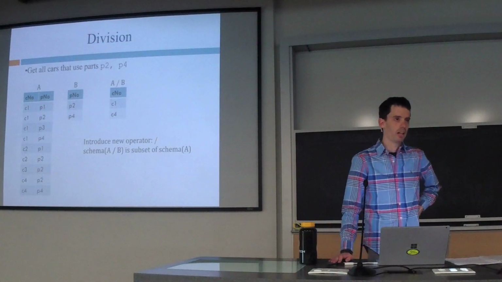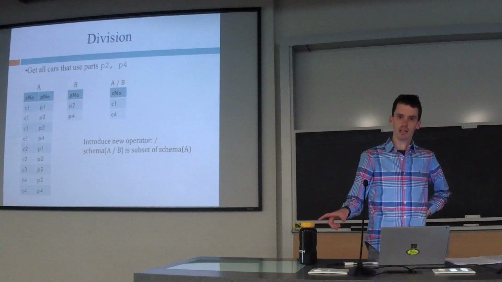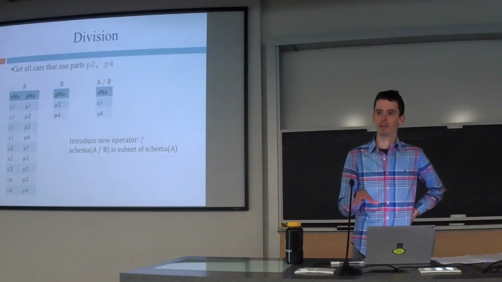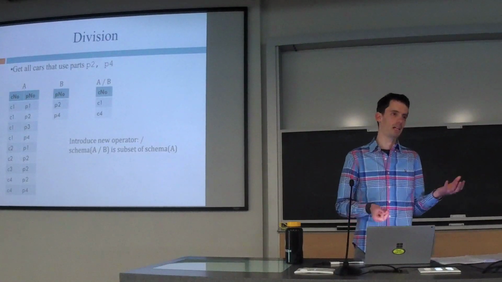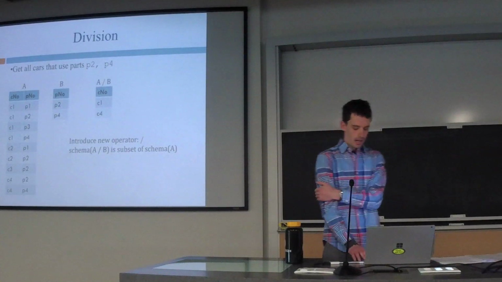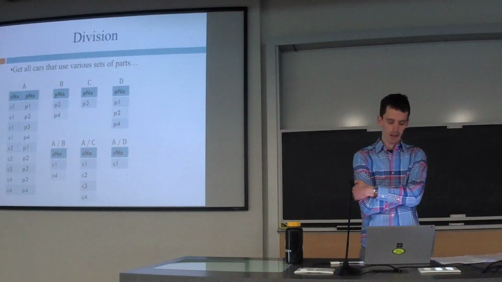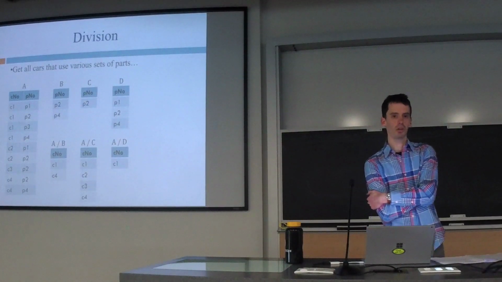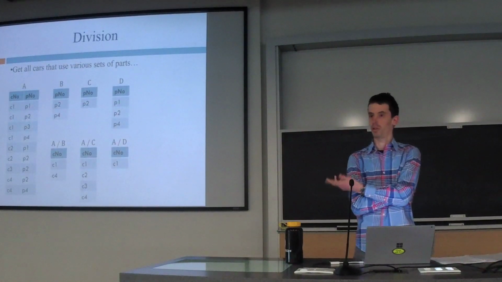And so the way it works is A has some schema, B has some schema. And in order for A divided by B to work, B's schema has to be a subset of A's. And then the result will be basically A's schema minus B's schema. Okay. And so specific examples with real values. If I want to know every car that uses just part number 2, it's all the cars. Every car that uses P1, P2, and P4, there's only one car.